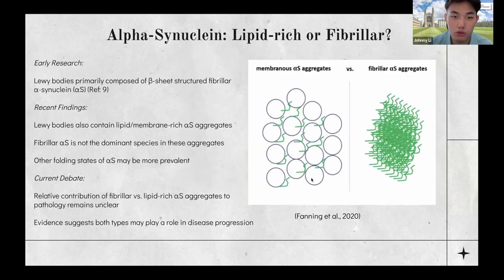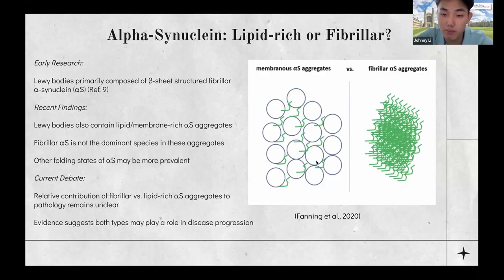Now, what is alpha-synuclein? This is an underlying question that my professor and I first discussed when we began conducting this research. Early research suggested that Lewy bodies primarily consisted of beta sheet fibrillar alpha-synuclein. However, what my professor explored and noticed, and what more recent studies have shown, is that these aggregates can also be lipid rich or membrane associated. In fact, some believe these lipid-rich forms may be more prevalent than previously thought.